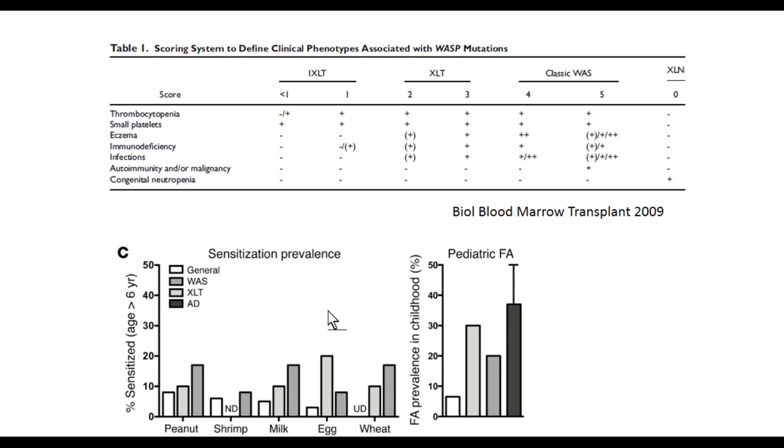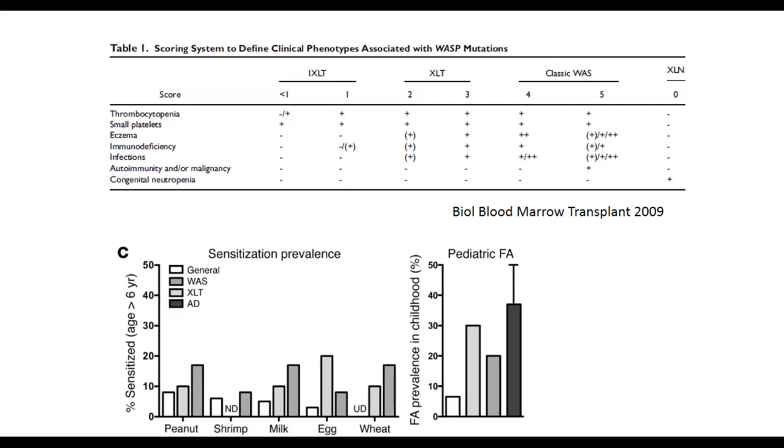that not just the actual Wiskott-Aldrich patients have a higher rate of food allergy than the general population, but so do these X-linked thrombocytopenia patients. Again, this supports the fact that it's not just okay to watch those X-linked thrombocytopenia patients. They were probably candidates for definitive therapy as well.